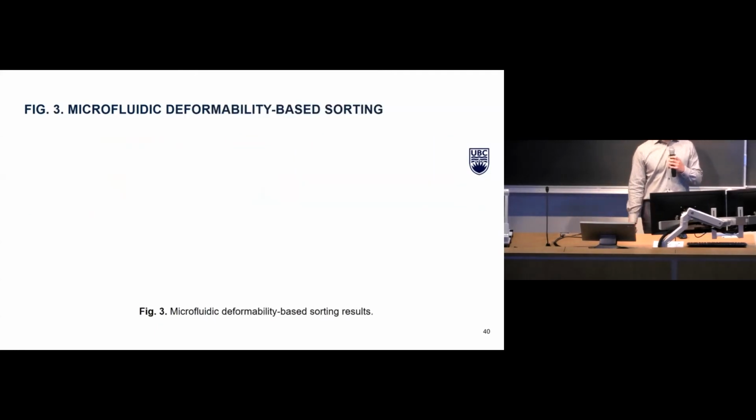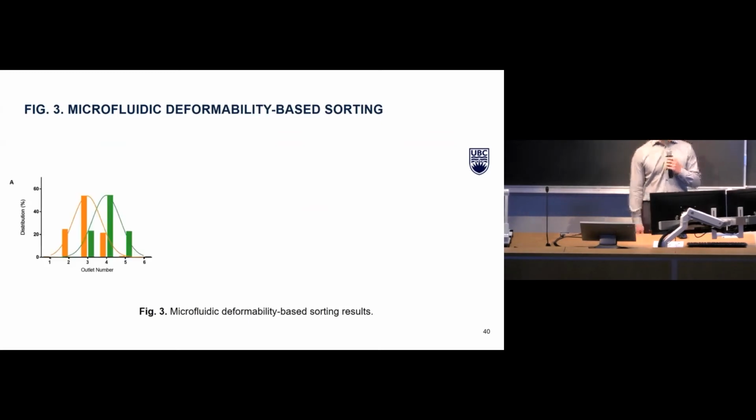So here I'll describe our microfluidic deformability-based sorting results. In A, we see red blood cell distributions after sorting for donors 2 and donor 4. Donor 2 is the most deformable, shown here in orange, and donor 4 is the most rigid, shown in green, of the 10 donors that we analyzed.